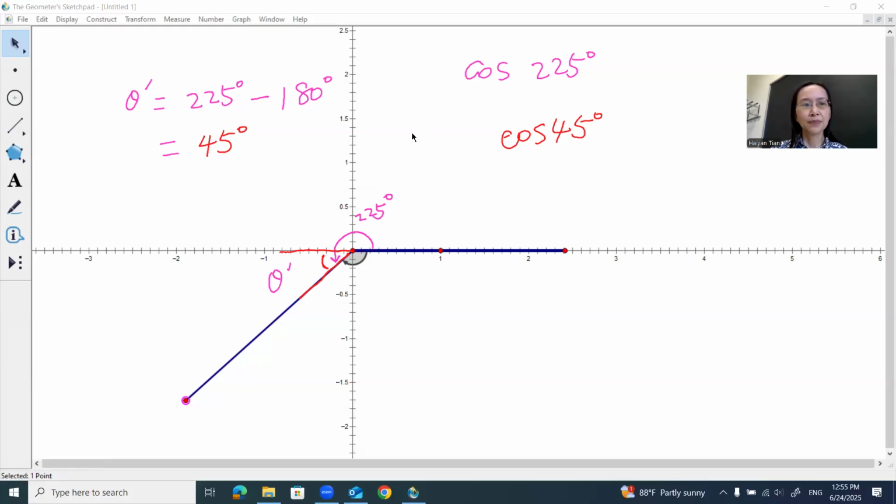So we can put an equal sign as long as we put a negative in front of the cosine 45.